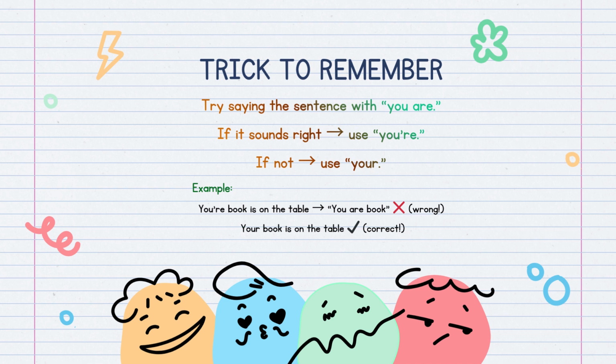An example would be: "You're book is on the table." You are book on the table? No, that doesn't sound right. It would be the possessive. Your book is on the table. That would be the correct one to use.